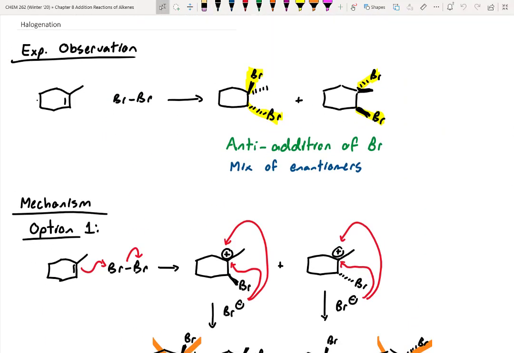So let's take a look at halogenation again. Yesterday we said we can treat an alkene with elemental bromine, and we can get bromine to add to each carbon of that carbon-carbon double bond. The experimental observations showed that the bromines add anti to one another, meaning one's going to be on the opposite face as the other. So one would be a wedge while the other is a dash. And you have to watch out for getting a mixture of enantiomers if you're forming something with new stereocenters.